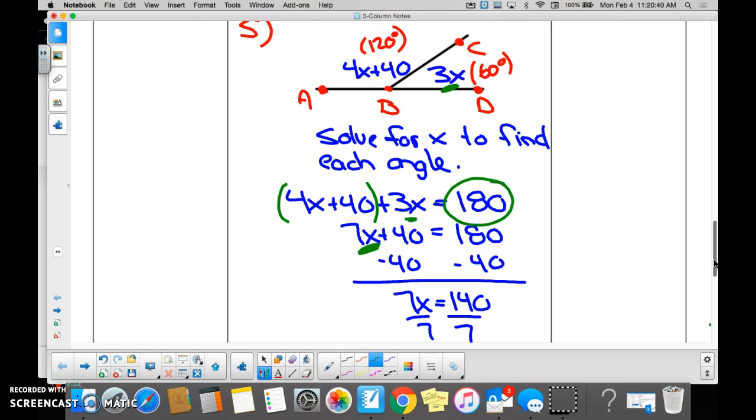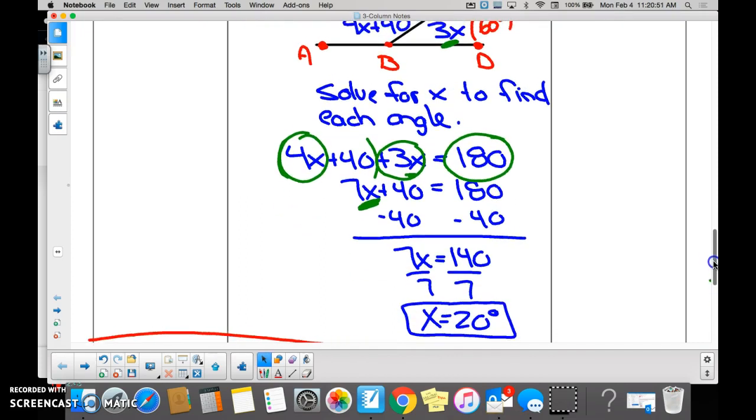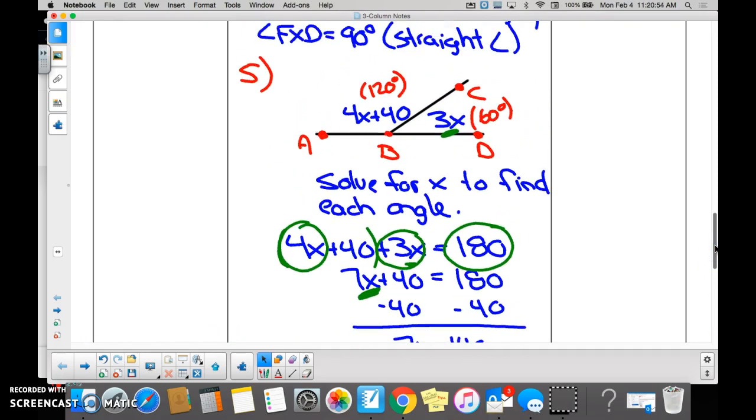What'd you guys do first? We combine like terms. So that'd be like the coding, right? Yes. So 4x and 3x combined to 7x. And then we just solved algebraically because our goal is to always get the variable alone. And once we figured out x was 20 degrees, we just plugged in 20 for x and 20 for x. Questions, comments?